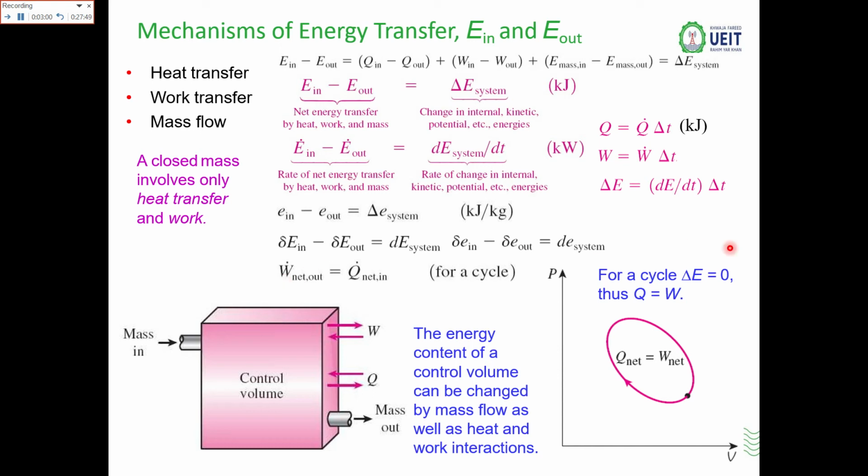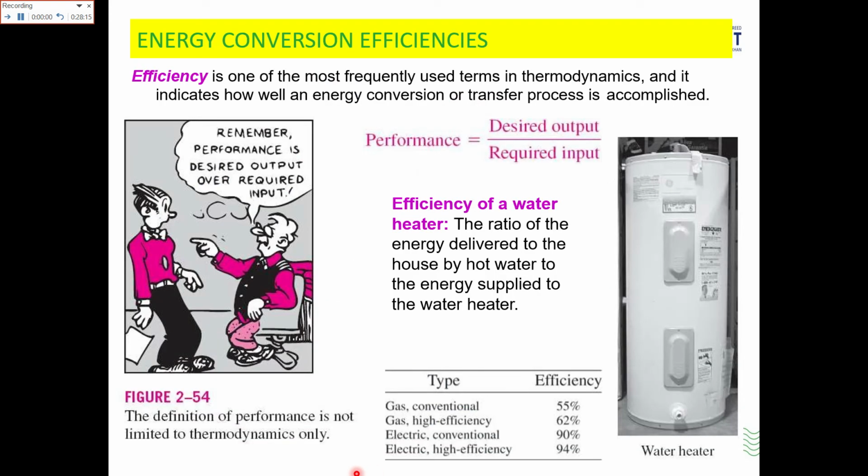So for a cycle, the internal energy change is 0. Because of that, delta E is also 0. So Q is simply equal to W with the negative sign. So we can say that the net heat supplied is equal to the net work done, or the net work out. The energy content of a control volume can be changed by mass flowing as well as heat and work interactions.